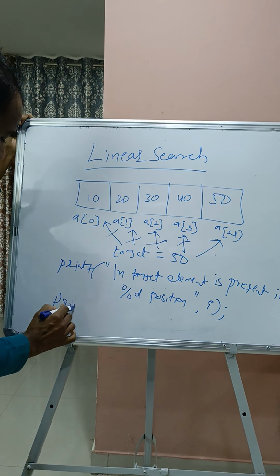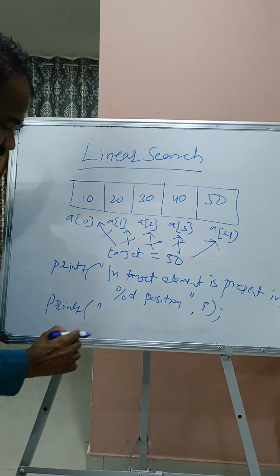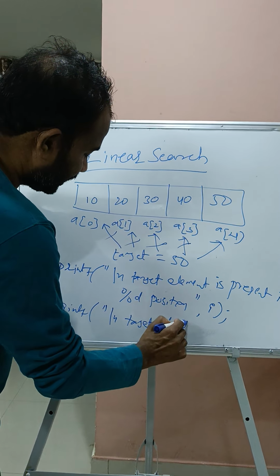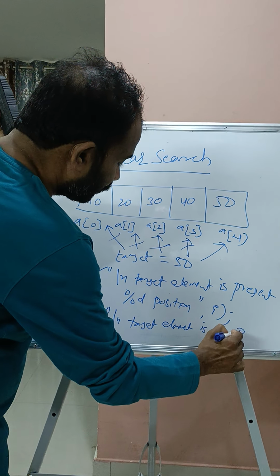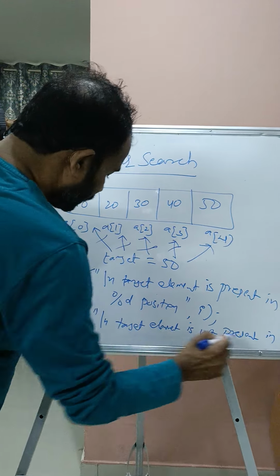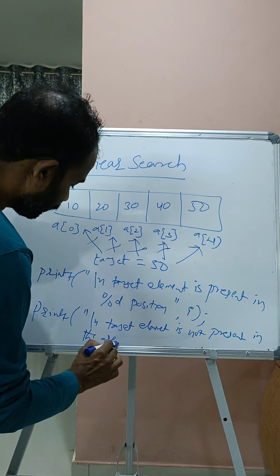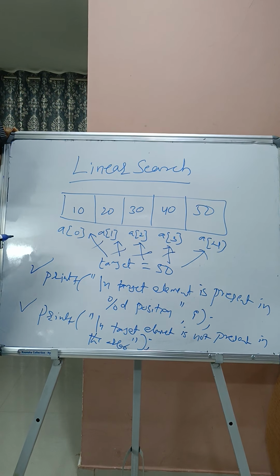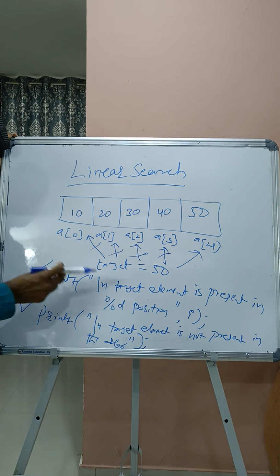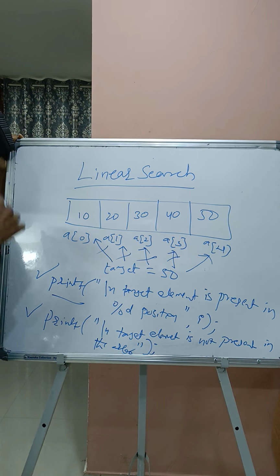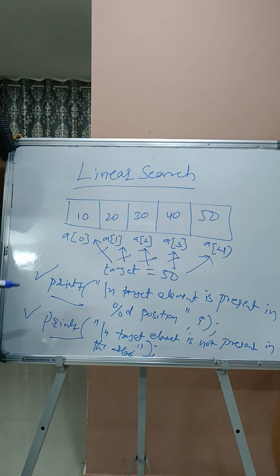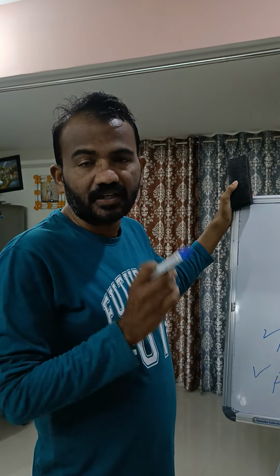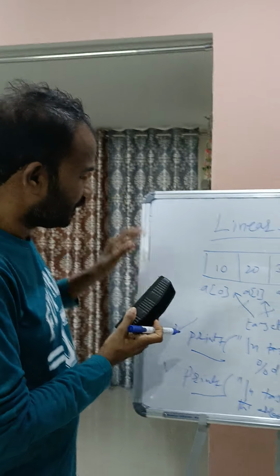Suppose the target element is not matched with any of the elements, then we write: target element is not present in the array. So either this printf statement or that one is executed; any one printf statement is executed. If it is matched, this one is executed. If it is not matched with any element, this printf statement is executed. Now our target is to find the C programming code for this linear search, right?